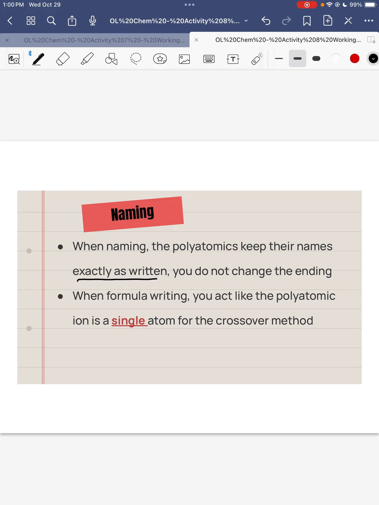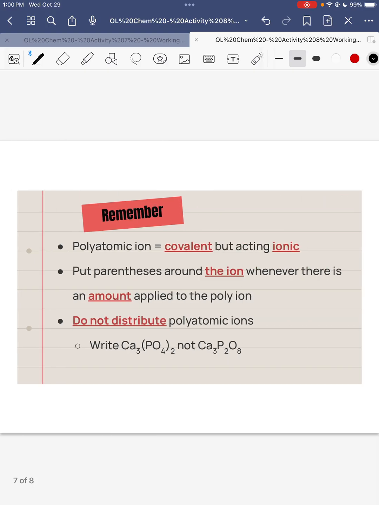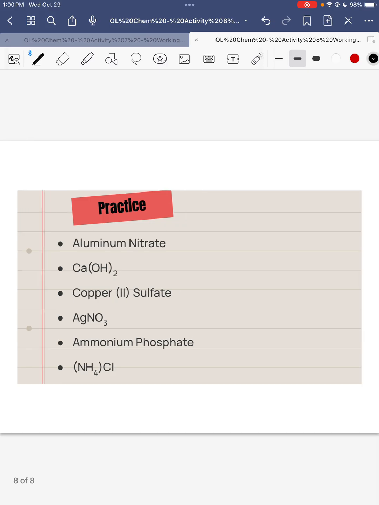When you write formulas, you treat the polyatomic like it's a single atom and put it in parentheses for the crossover method. So remember, before we get started, polyatomic ions are when covalent things act like ions. You put parentheses around the ion whenever you distribute an amount to the ion, and you do not distribute it. So Ca3(PO4)2 would not be simplified into Ca3P2O8. You're not going to distribute this 2 to the oxygen and the phosphorus, even though that is technically what's going on at the molecular level.